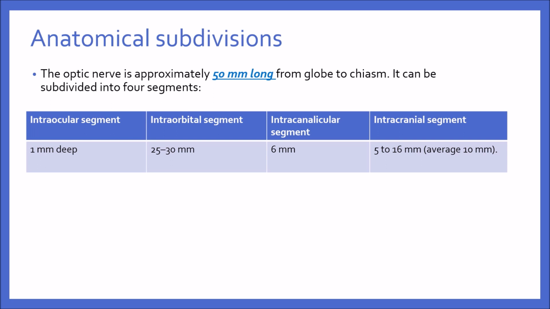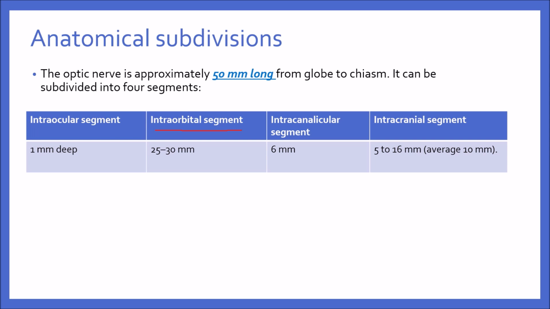The second part is the intraorbital segment. Now this is 25 to 30 millimeters long. This is the longest part and extends from the globe to the optic foramen at the orbital apex. Its diameter is about 3 to 4 millimeters because of the addition of the myelin sheath to the nerve fibers. At the orbital apex, the nerve is surrounded by the tough fibrous annulus of Zinn, from which originate the 4 recti.